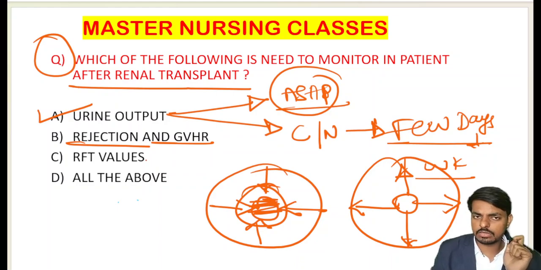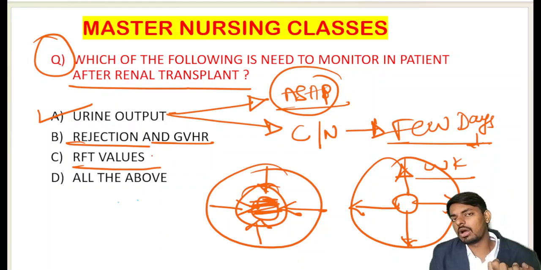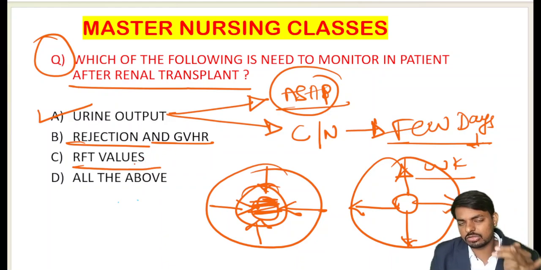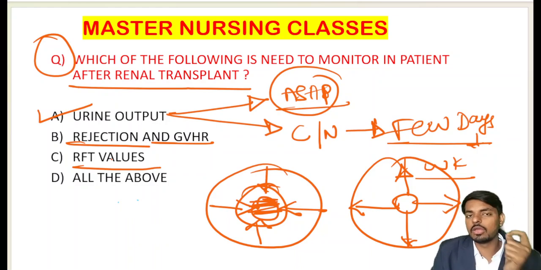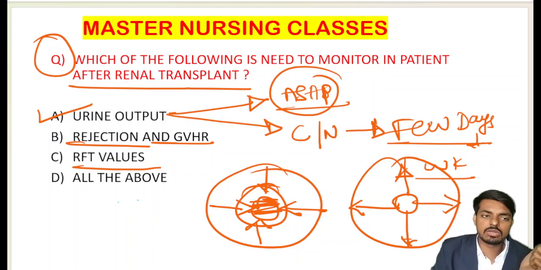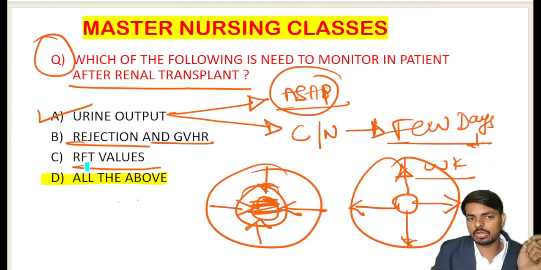If rejection occurs in the first 48 hours, what we call that I will discuss in the next question. We also check the renal function test values: whether the increased creatinine, increased blood urea nitrogen, and nitrogenous waste come back to normal. So the answer is all of the above. We need to assess whether the RFT values return to normal.